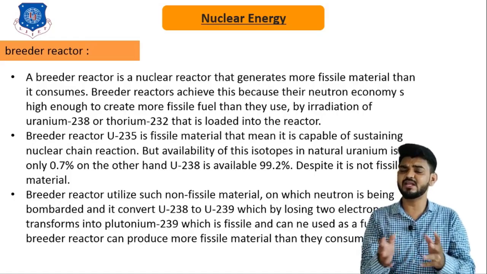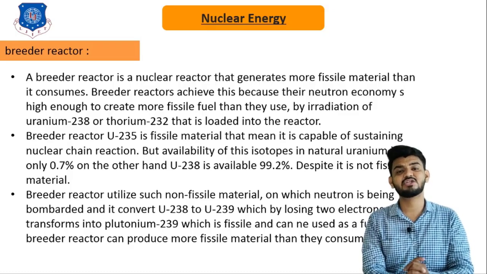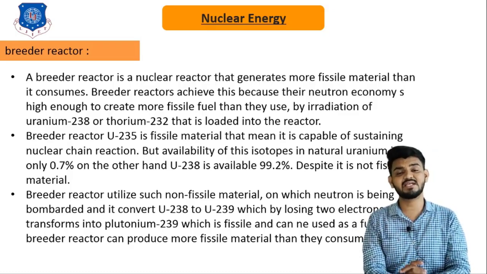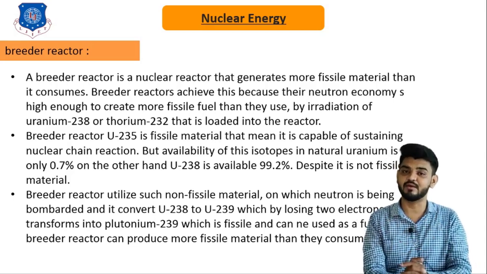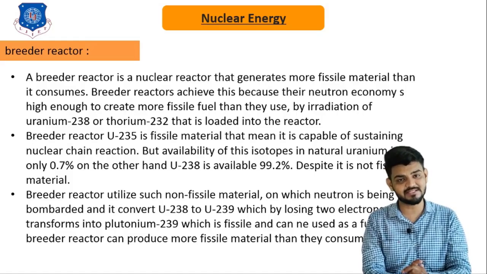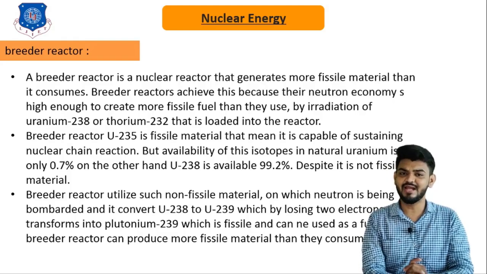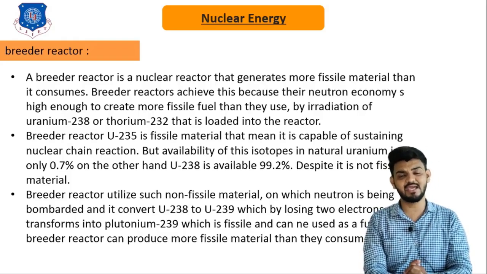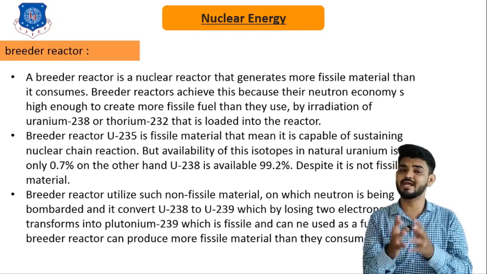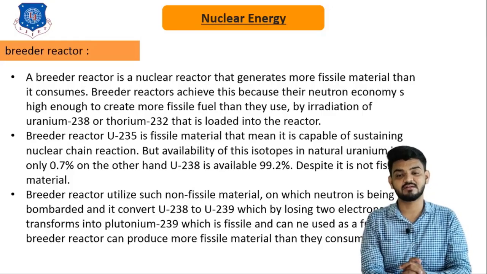But the availability of uranium-235 is very limited. Around 0.7% of total naturally available uranium is in the form of uranium-235, while the rest of the uranium, around 99.2%, is in the form of uranium-238. Well, this uranium-238 is again not fissile material, so it cannot create a nuclear reaction and it does not generate any chain reaction.